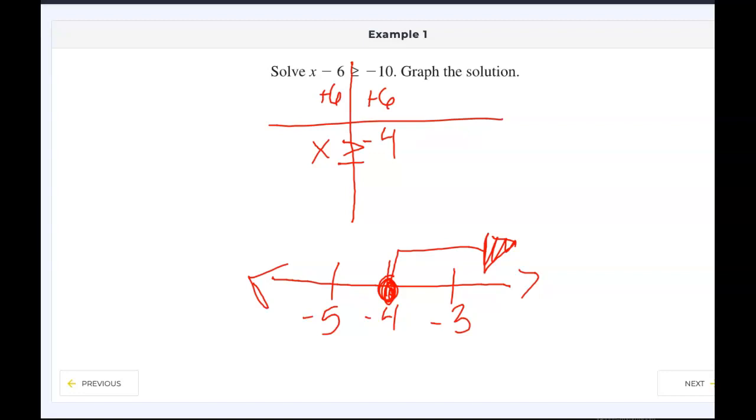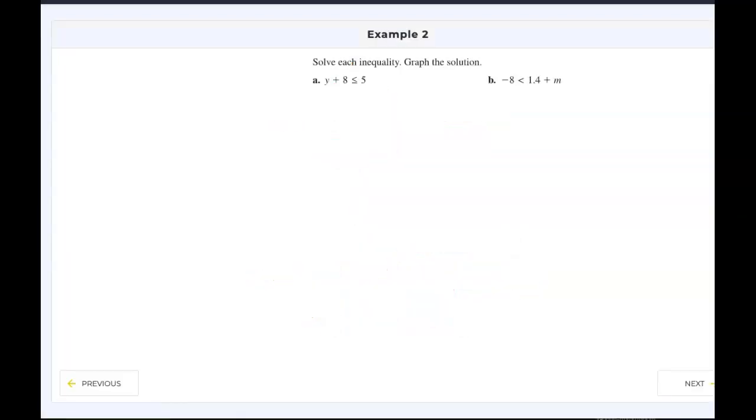Example 2. I have to solve both of these this time and then graph the solution. So y plus 8 is less than or equal to 5. I'm still going to draw my line down the middle. What would I do to get y by itself? Subtract 8. You have more negative.